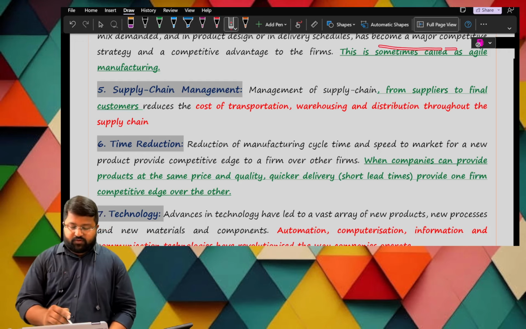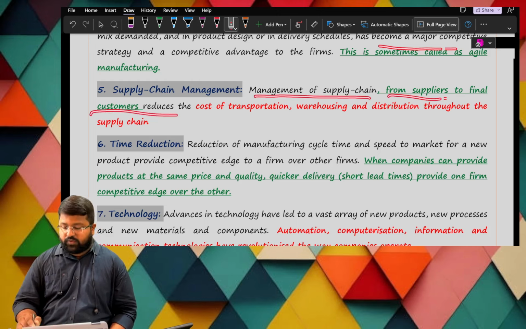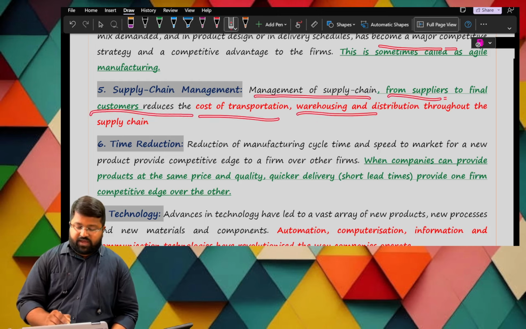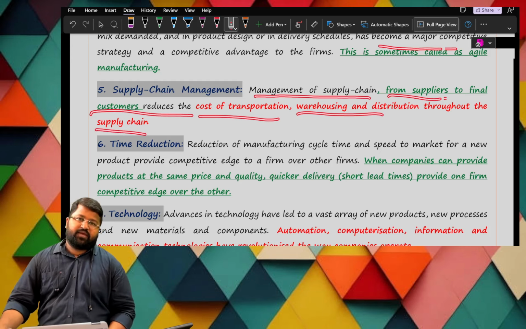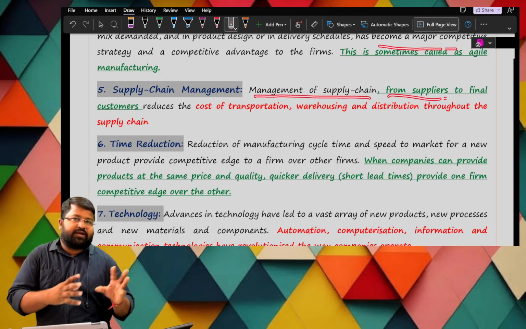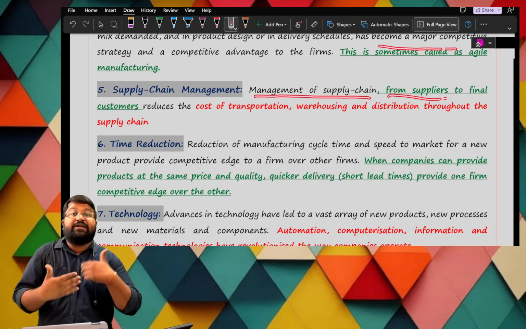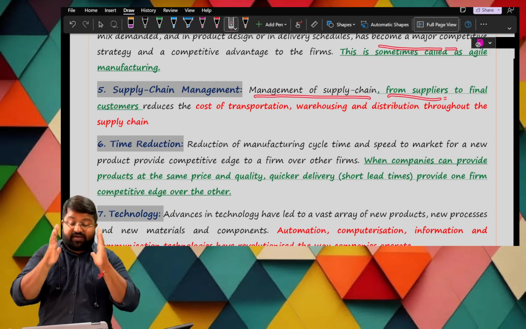These all things will be part of supply chain management. Okay, so for example, management of a supply chain from suppliers to the final consumers reduces the cost of transportation, warehousing, distribution, and supply chain. For example, if we have a good transportation system, our product reaches the customer at the right time. He will be happy automatically. If he is satisfied, he will tell many customers. Okay, so everything is important.